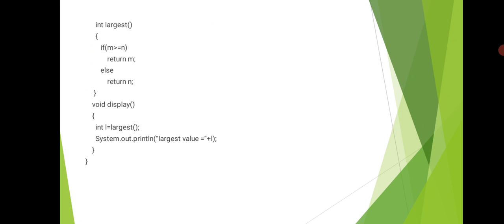40 and 50. 40 greater than or equal to 50 is false, so it returns the n value.